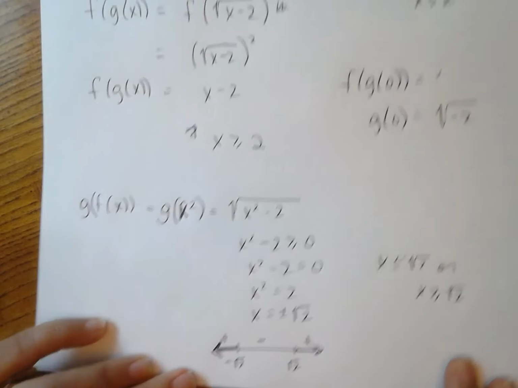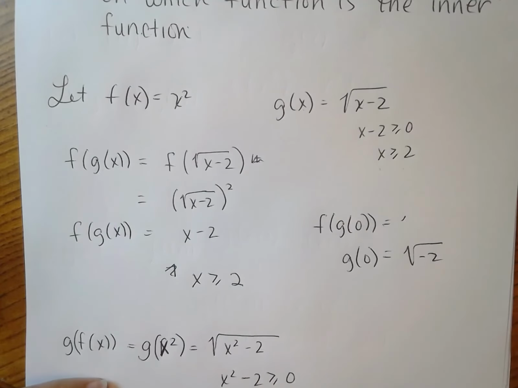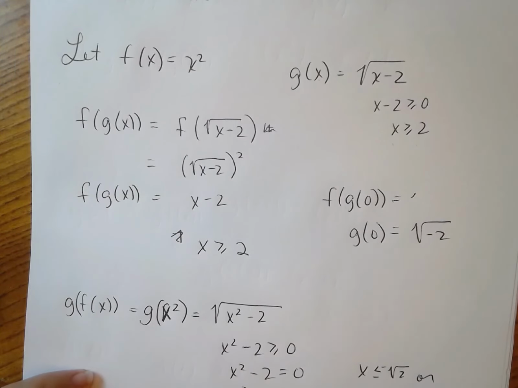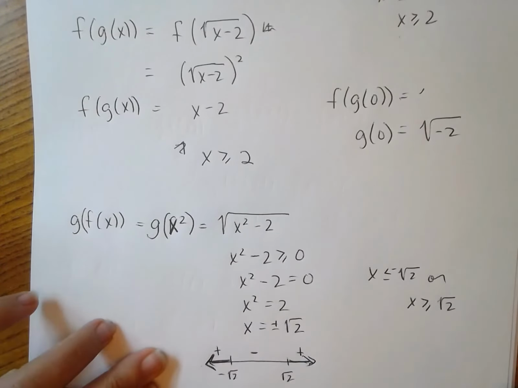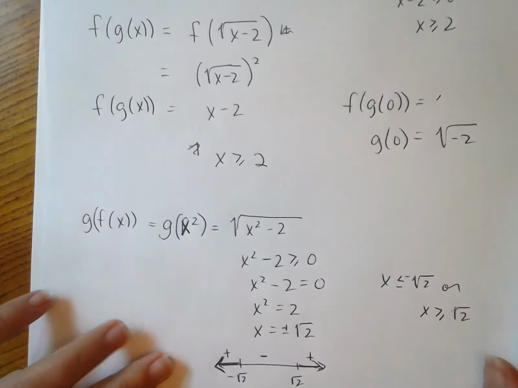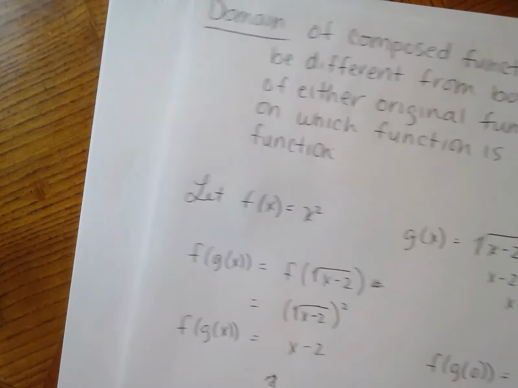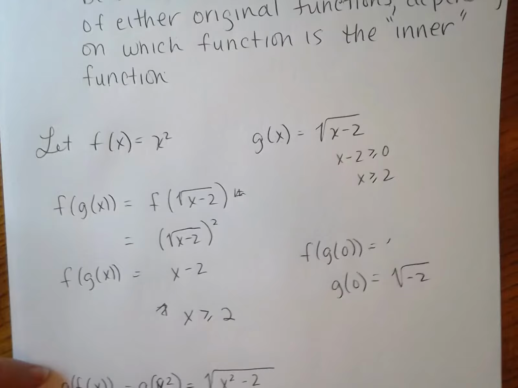So the general rule of thumb is that if one of my functions has a domain restriction, then more than likely my composition also has a domain restriction, but not always, okay? And it can be completely different than the one before. All right, so that is composition of functions.